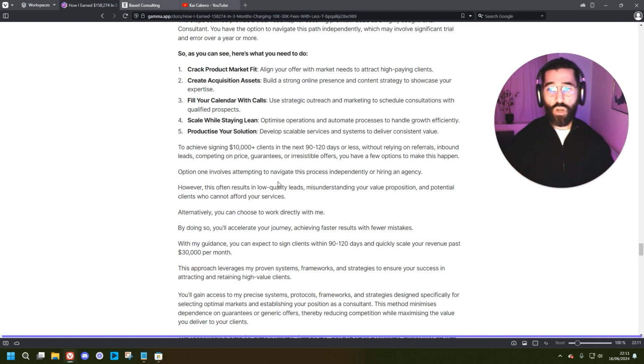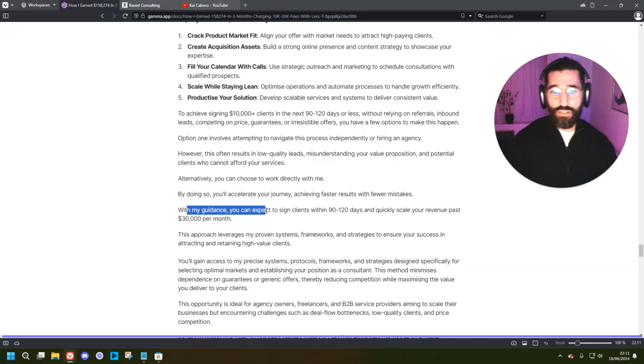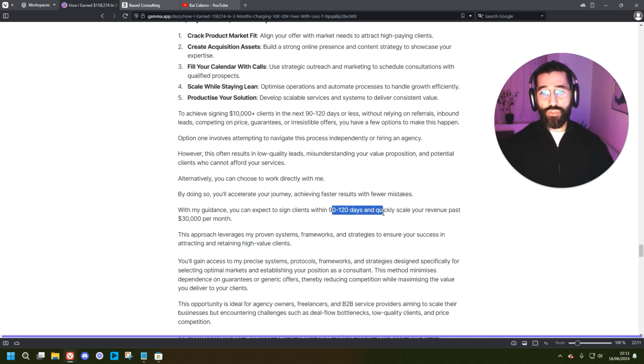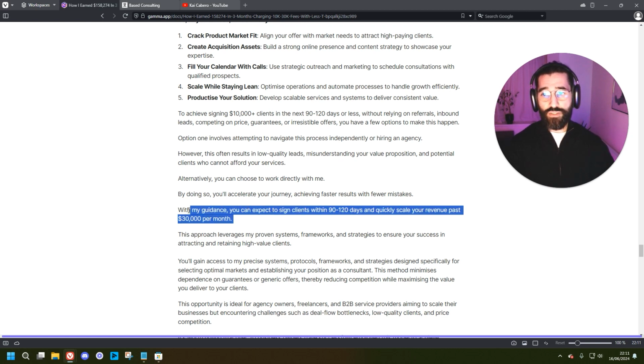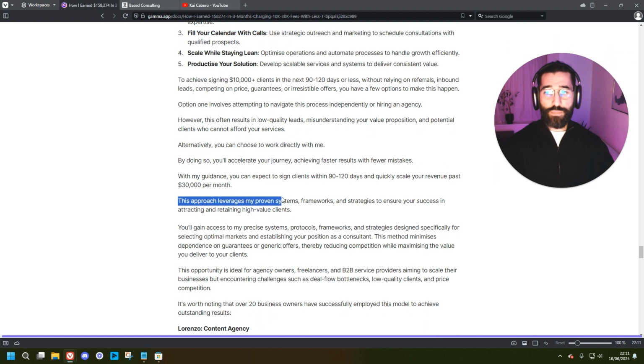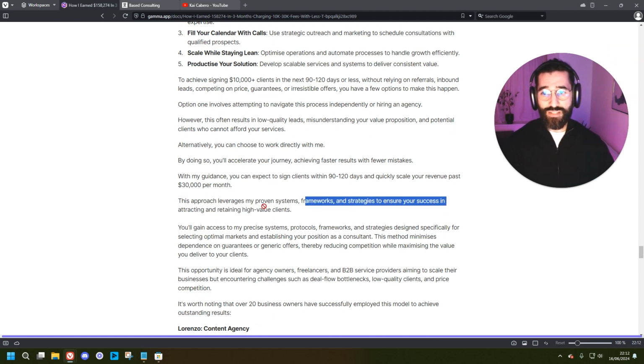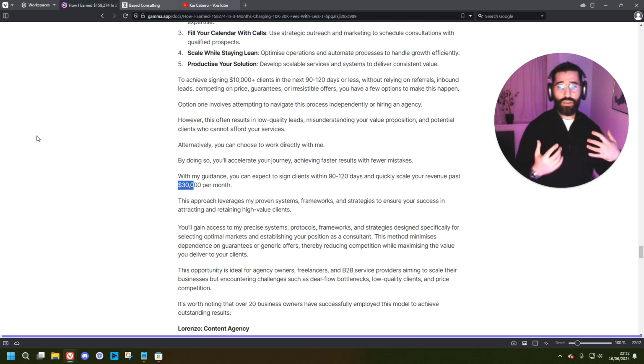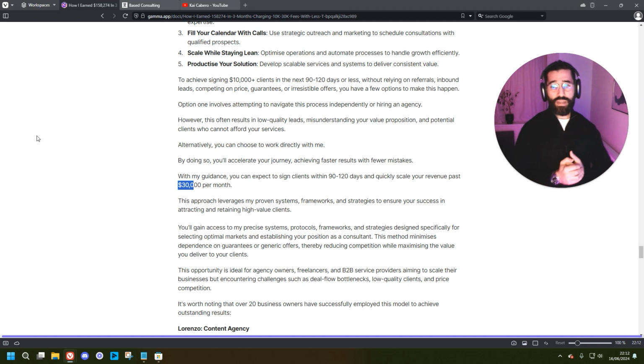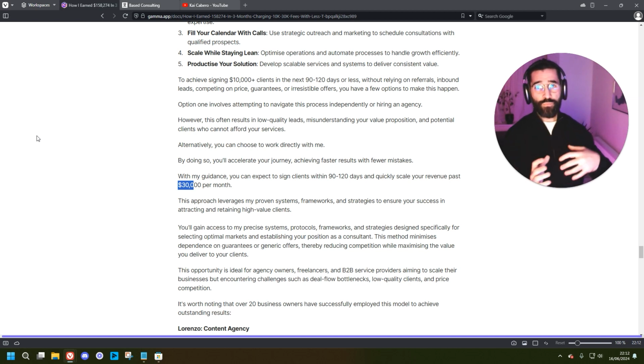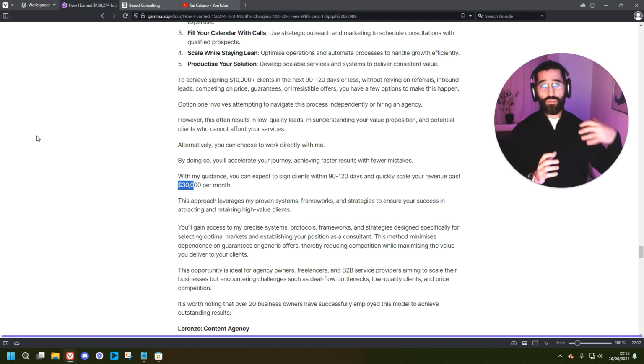Alternatively, you can choose to work directly with me. By doing so, you'll accelerate your journey, achieving faster results with fewer mistakes. And with my guidance, you can expect to sign clients within 90 to 120 days and quickly scale your revenue past $30,000 per month. This approach leverages my proven systems, frameworks, and strategies to ensure your success in attracting and retaining high value clients. Now, if you're already at 30K a month, this will at least add 30K MRR minimum to your bottom line in 90 to 120 days. So if you're at 50, you'll get to 80. If you're 80, you'll get to 110.